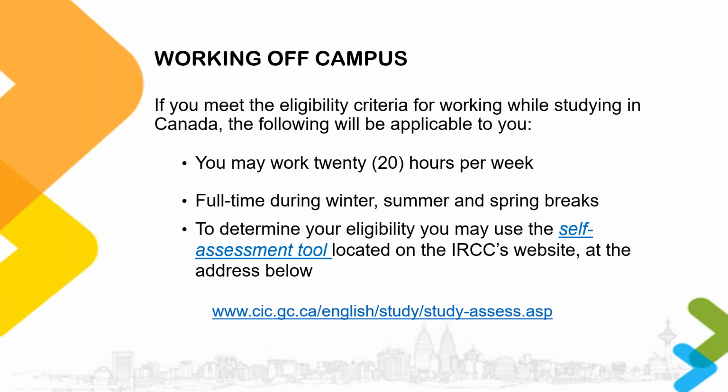To qualify, you must have a valid study permit, be a full-time student, be enrolled at a designated learning institution at the post-secondary level, or in Quebec, a vocational program at the secondary level, and be studying in an academic, vocational, or professional training program that leads to a degree, diploma, or certificate that is at least 6 months in duration. You must stop working on the day you no longer meet the above eligibility requirements. That is, if you are no longer a full-time student during an academic session. Use the self-assessment tool to see if you're eligible to work off campus without a work permit.